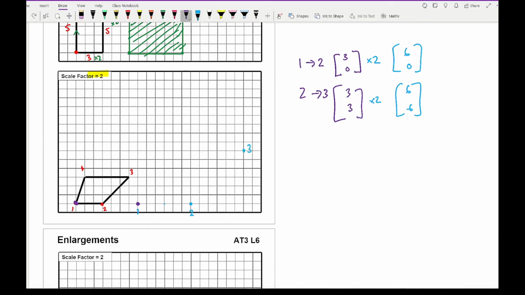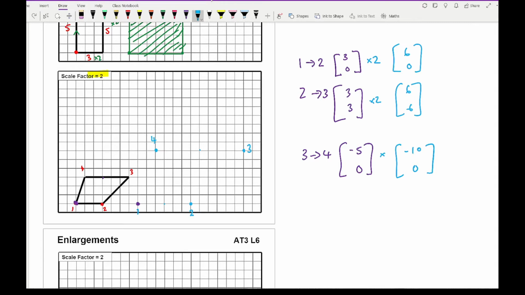And then I need to go from 3 to 4. Now 3 to 4 is going across to the left 5 squares, so that's going to be minus 5, 0. So again, multiplying that by 2, I'm going to get minus 10 and 0. So I'm going to count 10 squares going to the left, 4, 5, 6, 7, 8, 9, 10, and that's going to be there, and that's going to be my number 4.